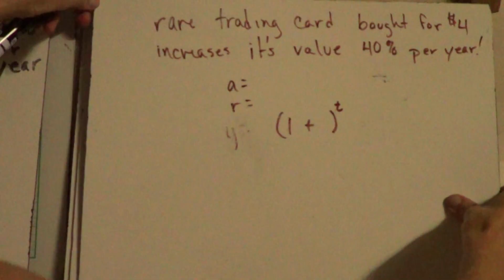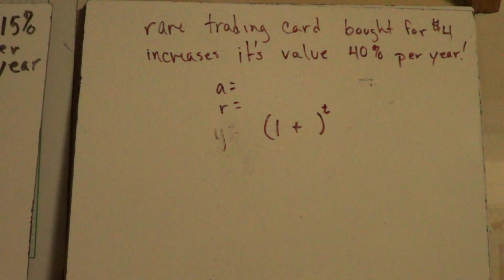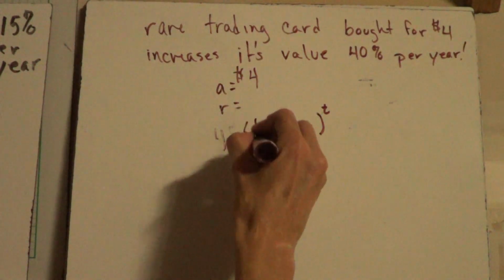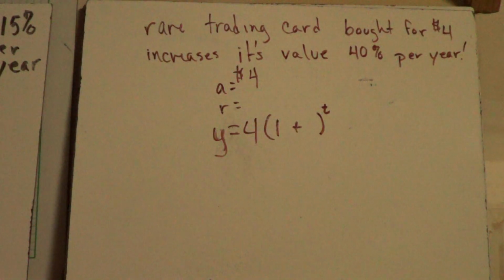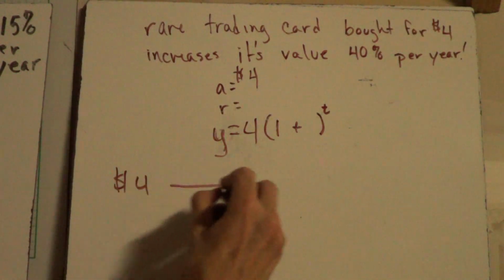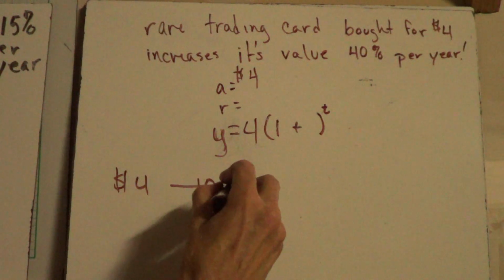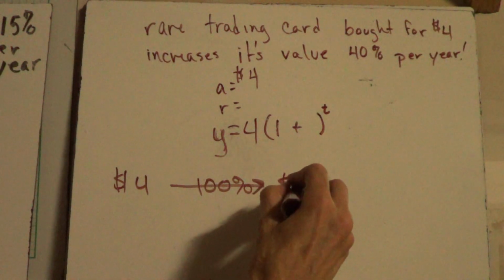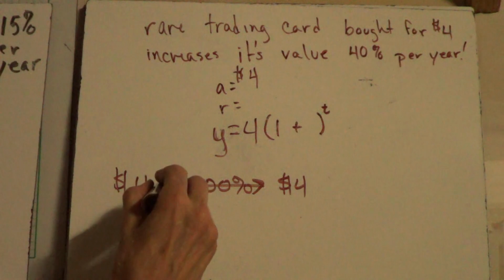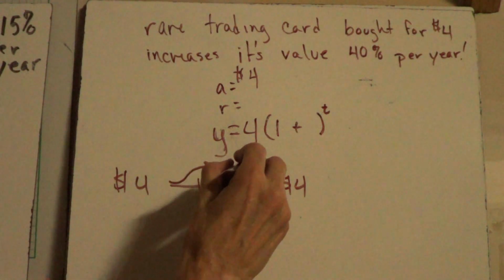We do have a few real-world situations. I really like exponential equations for this. We have a rare trading card that we bought for $4. It increases its value at 40% per year. So we start at $4. That would be our a value. And because it increases, now let's think about this. If the value is $4, then you would say in 1 year it's at 100% of its value if it's still at $4. But we're saying it's going to increase 40%. So that 40% needs to be added to the 100%.